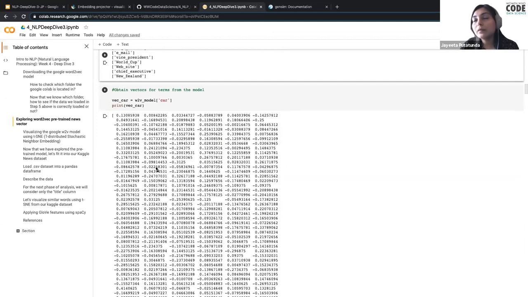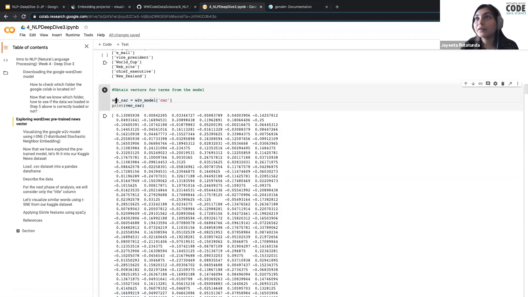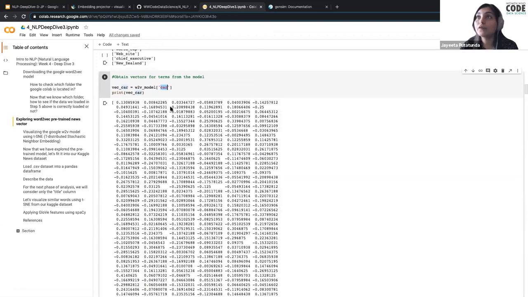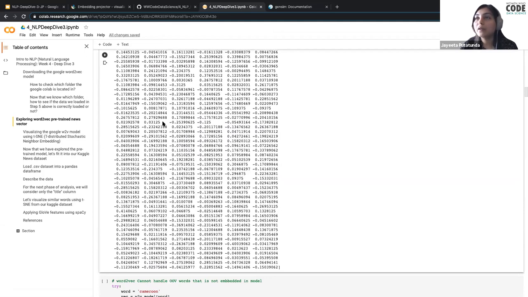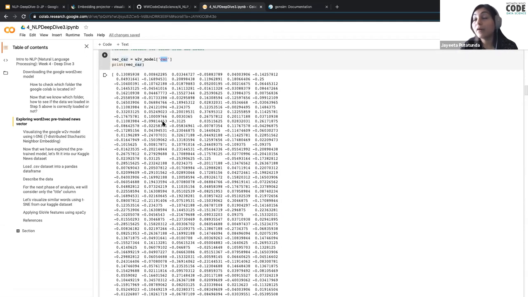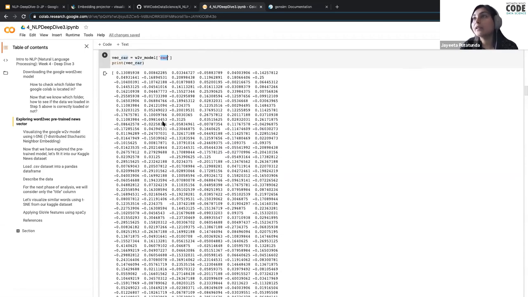So how does the vector space actually look within the model? This is how you can call it. Say vec car is a variable which is calling the model that we have just loaded, calling the word car into it, and we want to see what the vectorial representation of this word is in the vector space. And as you can see, this is a whole array of multidimensional representation that it has found in the corpus of the training context and mapped in this way.